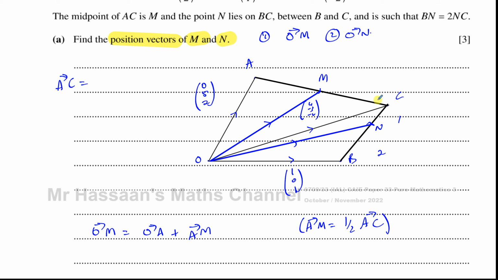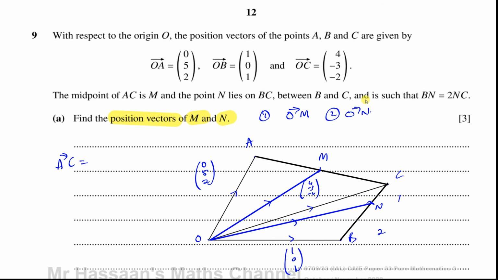I want to go from A to C. I've got to go from A to O plus O to C. So if you think about it, A to C is going from A to O, which is minus this, and then from O to C, which is plus this. So basically, it's the same thing as saying O to C minus O to A. That's something that we should realize when we have position vectors.